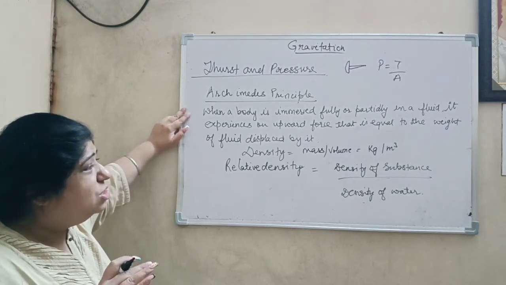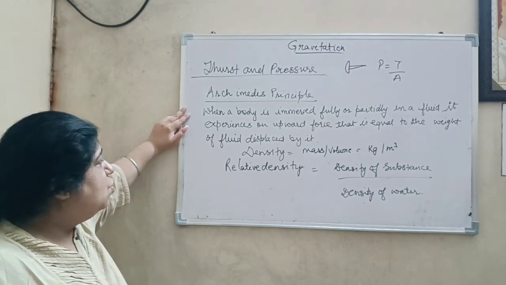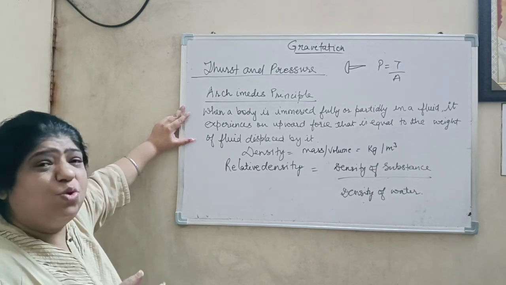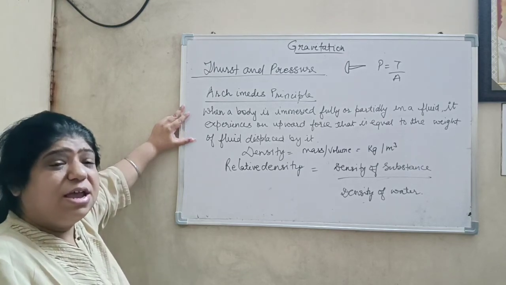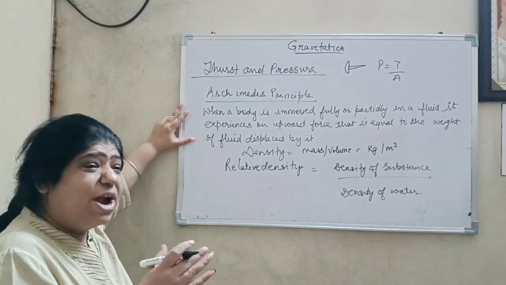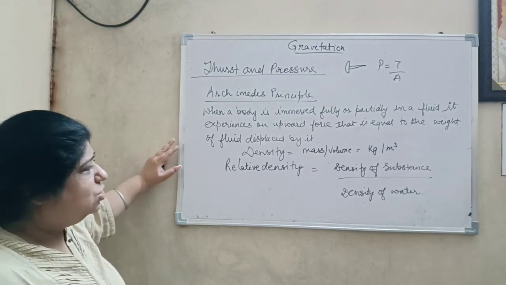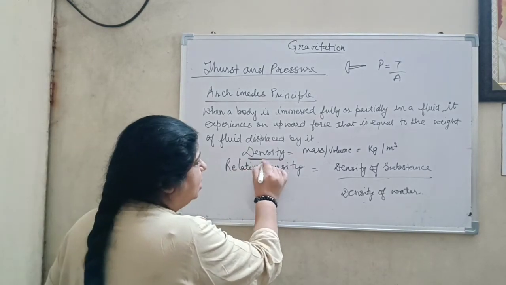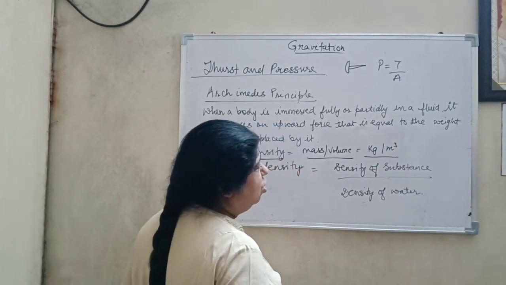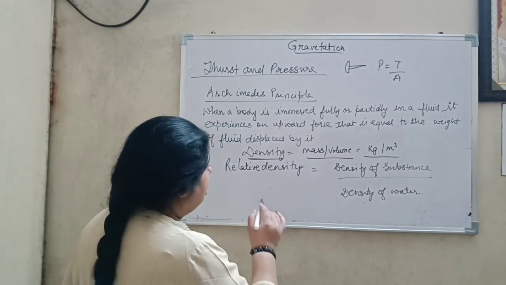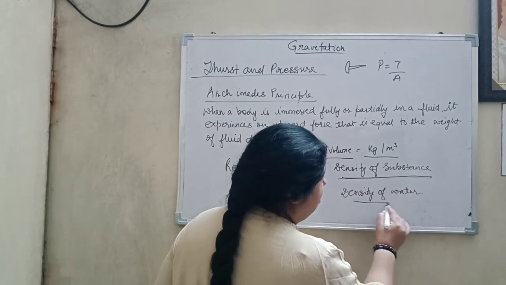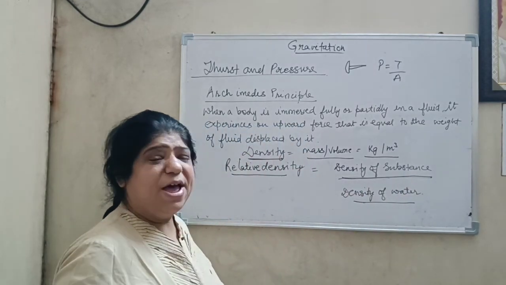When a body is immersed fully or partially inside a fluid, it experiences an upward force that is equal to the weight of the fluid displaced by it. Understood? Now what is density? Density is equal to mass upon volume. Mass is in kilogram and volume is in meter cube. Now relative density is the density of a substance upon the density of water. Hope I have made myself clear.